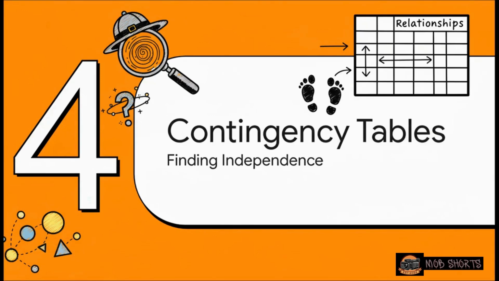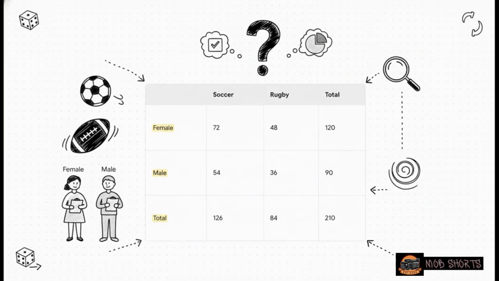Okay, last tool in our toolkit. For this one, let's put on our detective hats. We're going to look at contingency tables, which are just an amazing way to organize a bunch of data and see if there are any hidden connections. So say we go out and survey 210 people. We ask them 2 things: their gender and whether they prefer soccer or rugby. You get a bunch of answers, right?